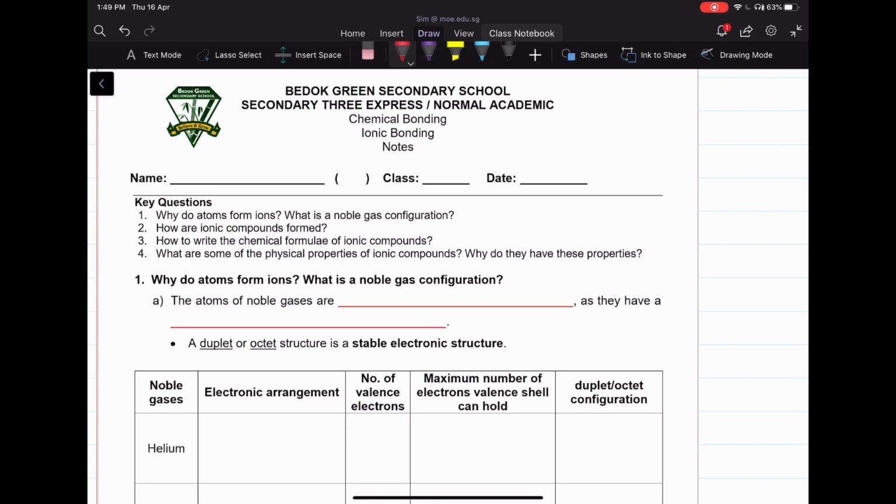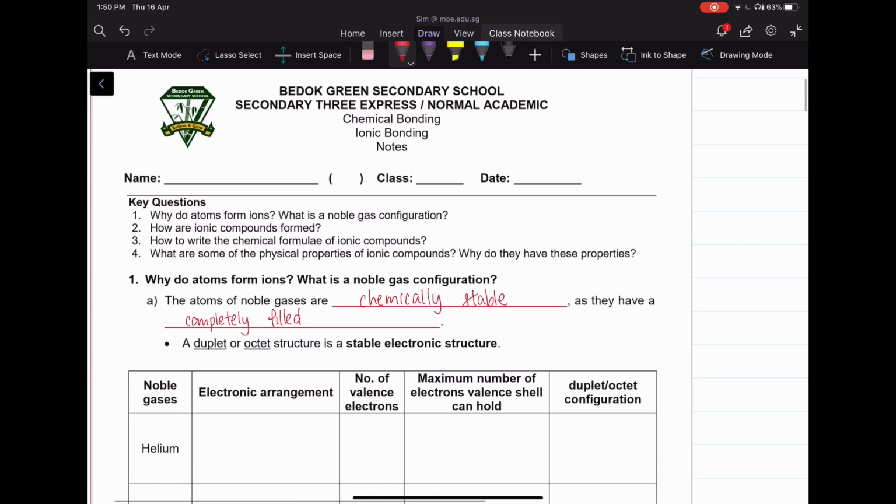The atoms of noble gases are what I call chemically stable atoms. So what is the meaning of being chemically stable? If you take a look at their electron configuration, you'll realize that it's actually fully filled. That means the valence shell, the outermost electron shell, has completely filled electrons. So basically, this means that they have a completely filled outermost shell. Sometimes we also say that they have a stable electronic structure. So the meaning of stable electronic structure means that they have a completely filled outermost electron shell.